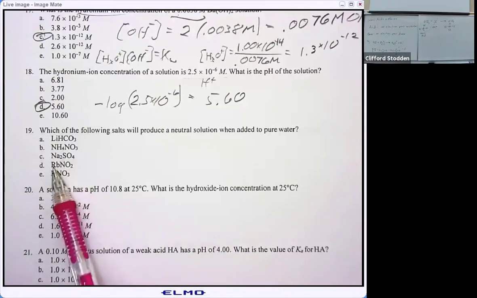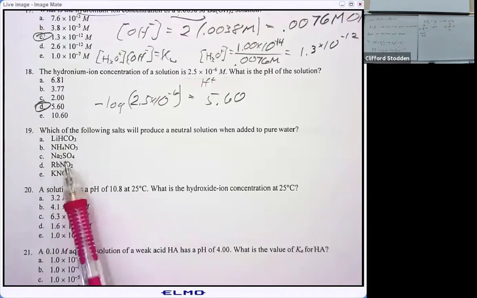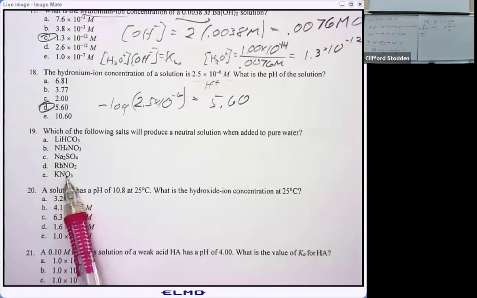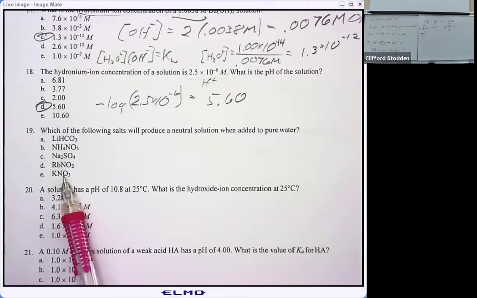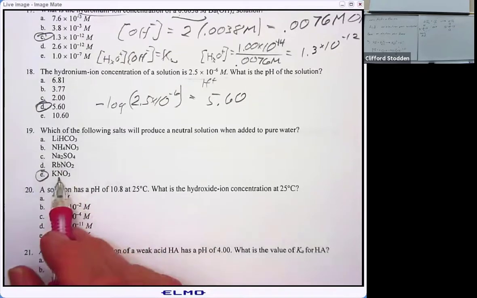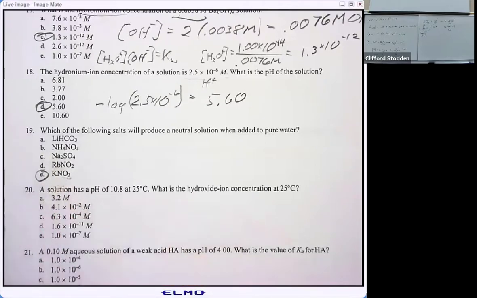Rubidium on this one would be neutral. The nitrite, NO2 minus, isn't neutral, because that comes from HNO2, which is a weak acid. Here you have potassium, which is neutral, and nitrate, which is neutral because it comes from nitric acid, which is a strong acid. So that's the answer. This one, because it has an anion that comes from a strong acid, and then it has just a simple 1 cation.